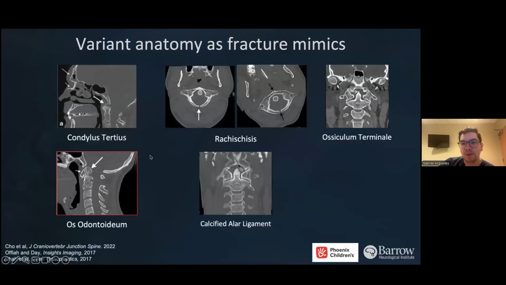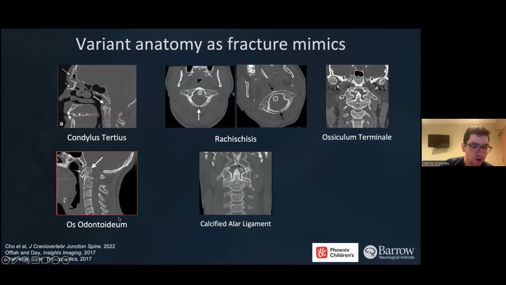Wrapping up this variant anatomy part, there's a lot of other things you can see in kids that can mimic fractures but are not fractures. A good example of that is a condylus tertius, where you can see a corticated third condyle, as it's termed here. And the corticated part is what lets you know it's not a fracture.